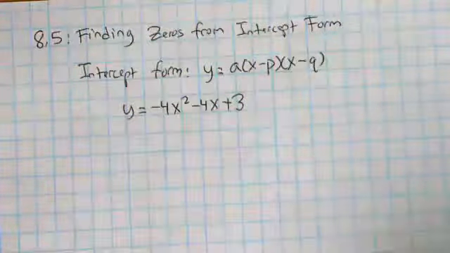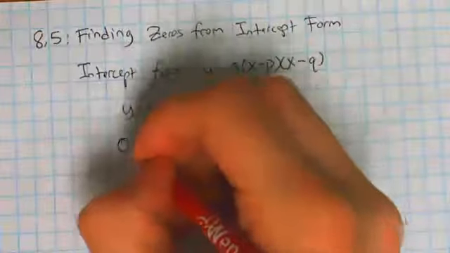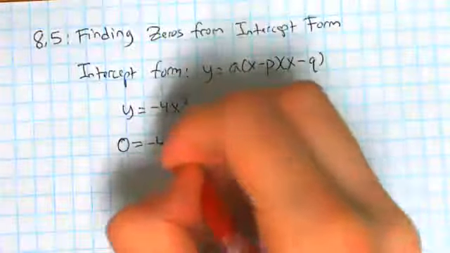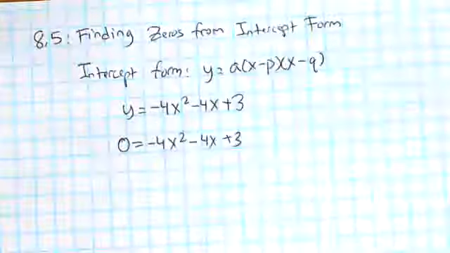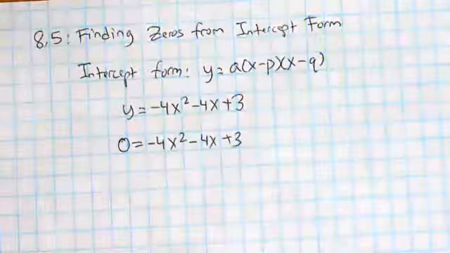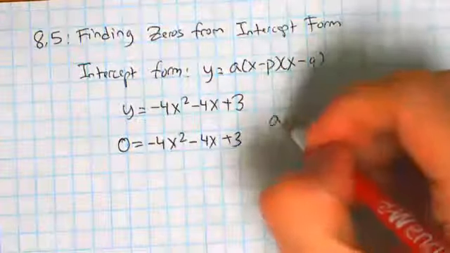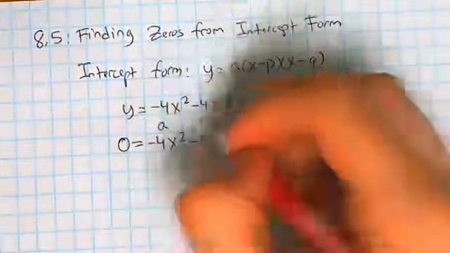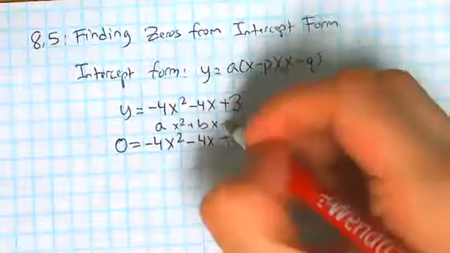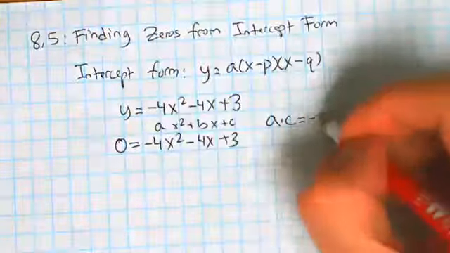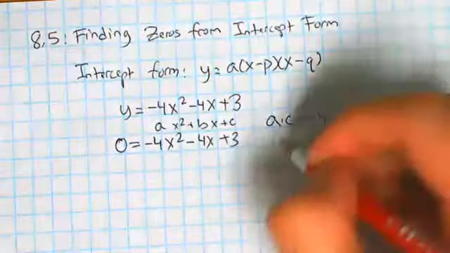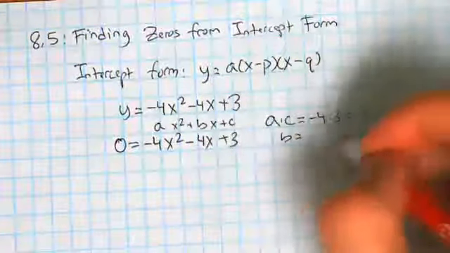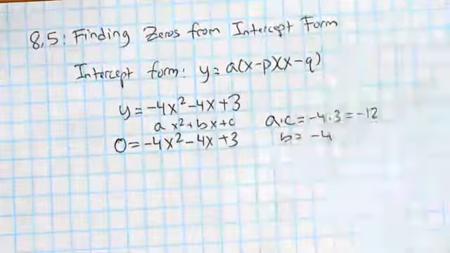So if we're actually going to solve this thing, we're of course supposed to set our y equal to 0. So we now have 0 is equal to negative 4x squared minus 4x plus 3. But we've got to factor this thing. We're going to go back into our old bag of tricks and say, okay, a times c. What are a and c? ax squared plus bx plus c. So our a here is going to be the negative 4, and our c is the positive 3, giving us a times c is equal to negative 12. Our b value is just the coefficient on the x, which is negative 4.